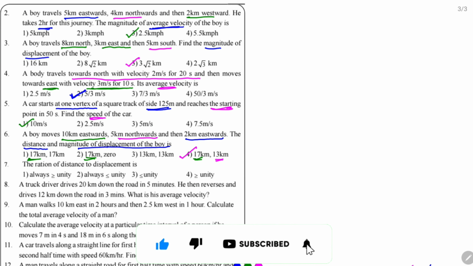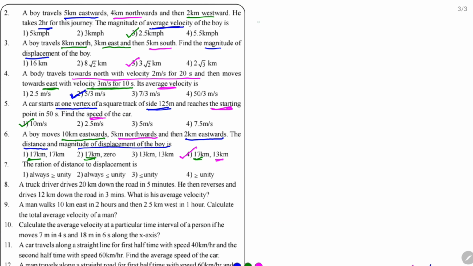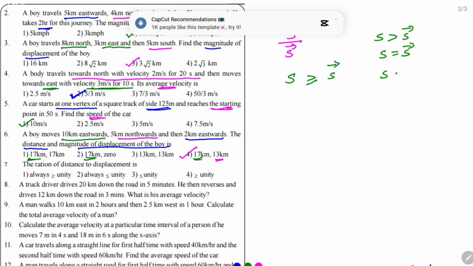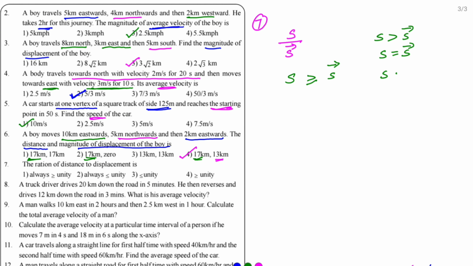Question number 7. The ratio of distance to displacement is. He is asking what is the ratio of distance to displacement. We know that distance is always greater than or equal to displacement, right? So distance will be greater than displacement or equal to displacement, that's all. But distance is never less than displacement, remember this.